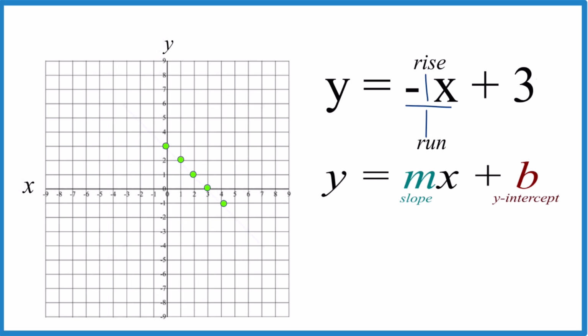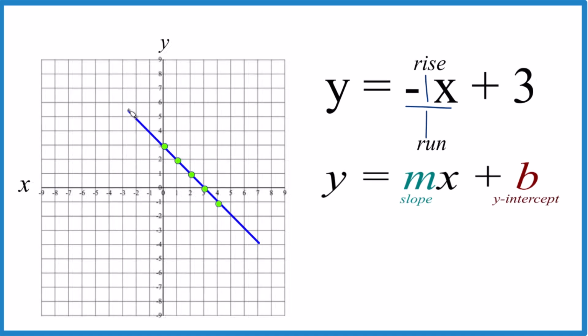Let's put a line through that. Then we'll put arrows here to show that it goes to infinity. So that's the graph for y equals negative x plus 3 using slope-intercept form. You could use a table of values where you put values in for x, solve this side, get y, and then graph them. You'll get the same graph, same thing there.